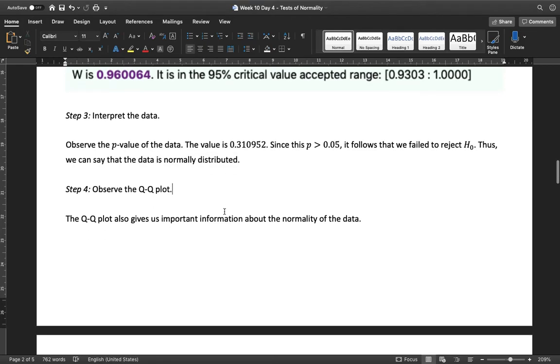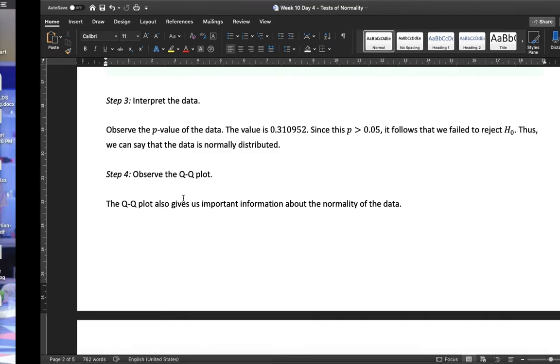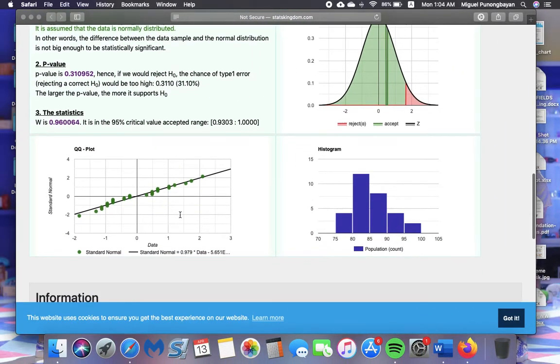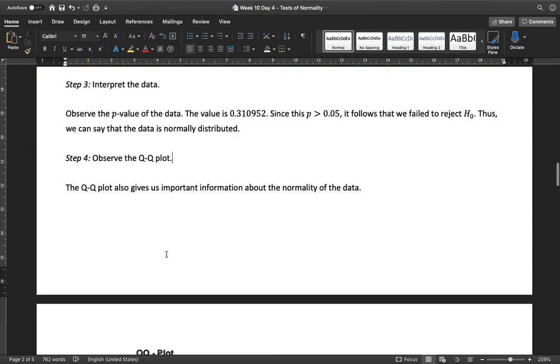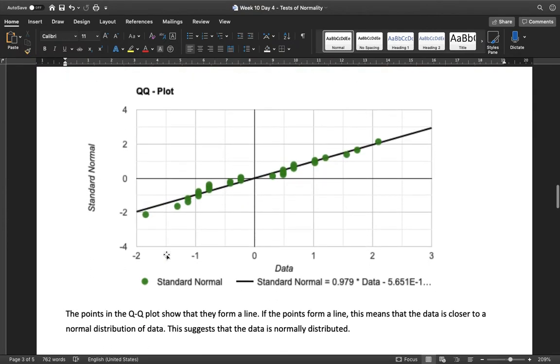Okay? And next natin, let's observe the QQ plot. So, ito yung QQ plot natin. Mas malaki yung picture dito na yung screenshot ko earlier. Si QQ plot, important na i-check natin dito, dapat it should resemble a straight line. Dapat yung mga points natin nalalapit dun sa straight line na to. Pag nag-form sila ng straight line, ibig sabihin the data is normally distributed. Pag malayo yung mga points dyan, hindi siya normally distributed.